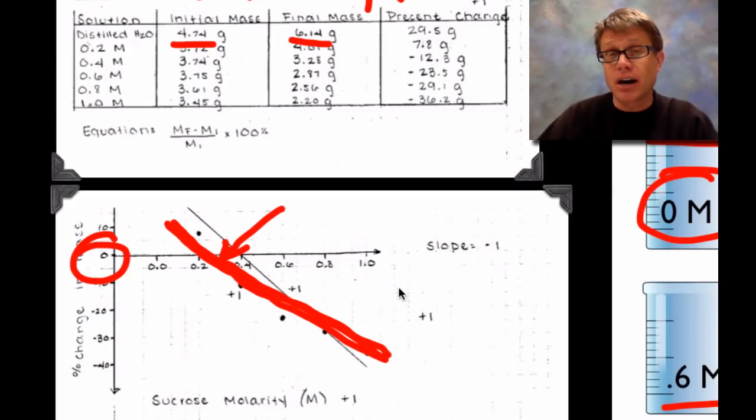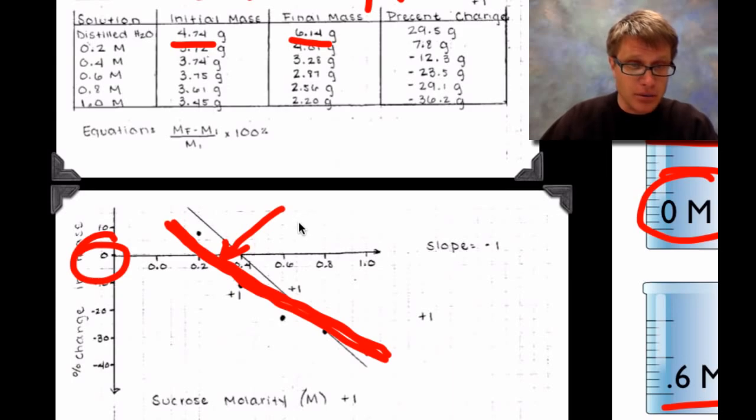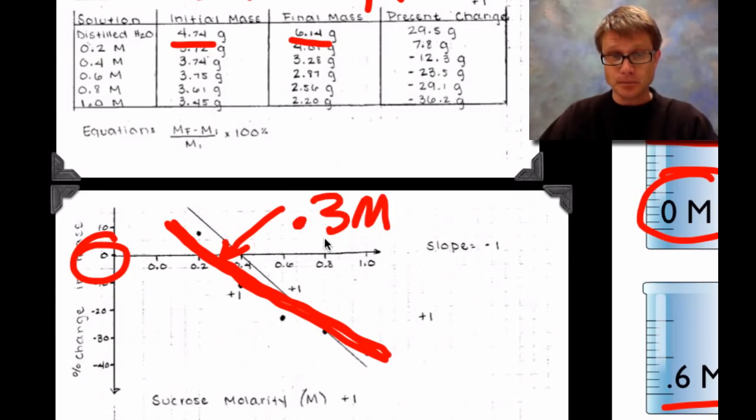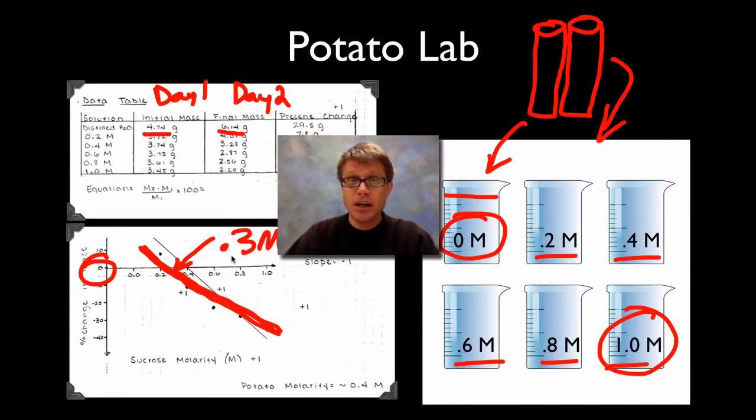And so we can really figure out the molarity of potatoes. Because if you took a potato with a molarity of, I don't know what this is, right around 0.3 molar, and we were to put it in 0.3 molar, it's going to have movement of water back and forth, but it's not going to relatively change its mass. And so that's the potato lab, that's diffusion, and I hope that's helpful.